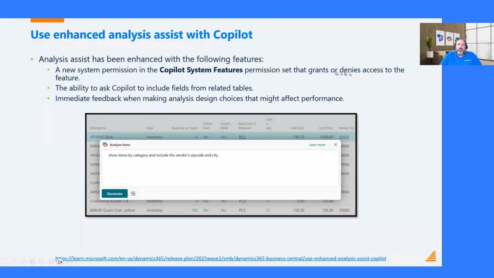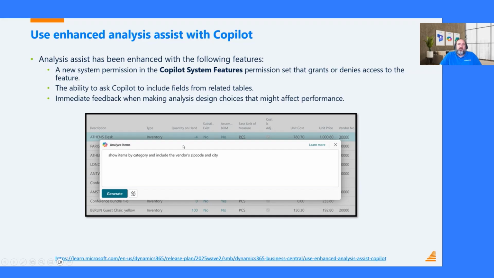Firstly, there is a permission set that will either grant or deny you access to the specific feature. You have the ability to ask Copilot to include fields from related tables through the prompt, because we have been able to include fields from related tables ourselves, but not through the prompt yet. And then include feedback when making analysis design choices that might affect performance.